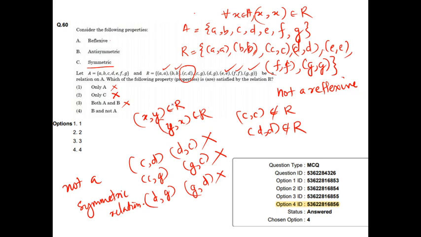Actually, we need not check whether the antisymmetric property is satisfied or not. So by the elimination method, we can see that options 1, 2, 3 are not correct. Since only one option is remaining, we can say that the answer is B, not A, because not a reflexive relation we have already got. So not A is correct. We can surely say that option 4 is the answer.